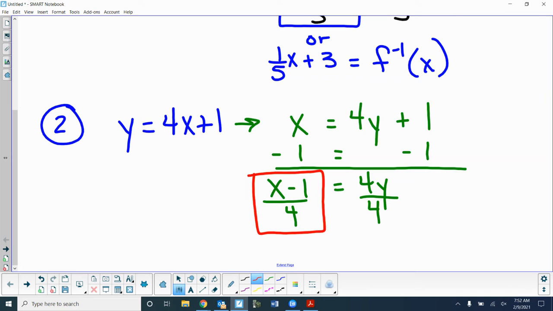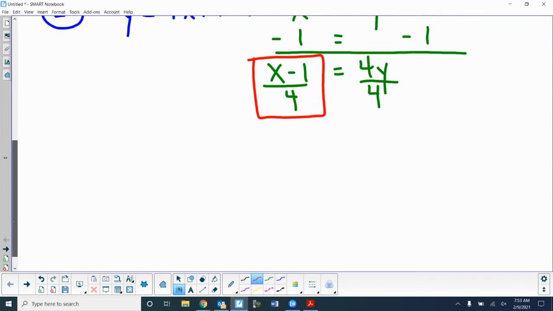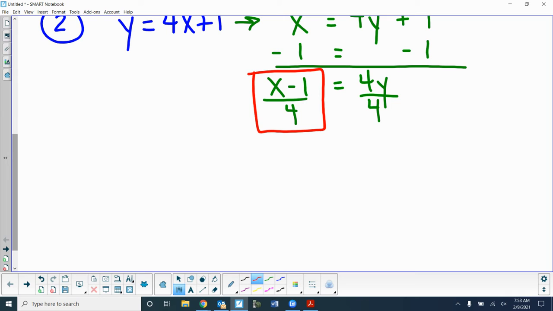So this is okay if you leave it like that. Or some people, and again, if you're looking at the book answers, they would split it up into 1/4 x minus 1/4. But again, you don't have to. You can leave it as just that. So the first two are pretty easy. Any questions?